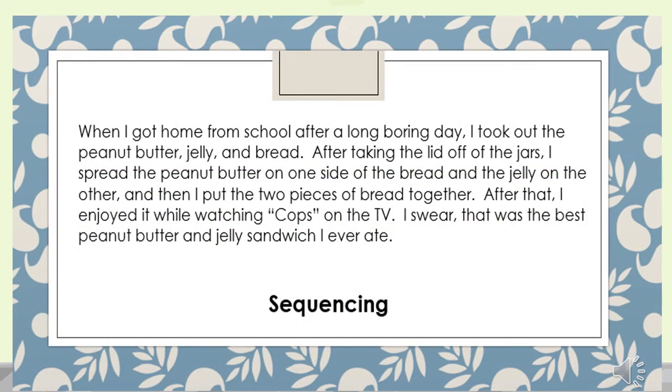Here's an example of a sequencing text structure. When I got home from school after a long, boring day, I took out the peanut butter, jelly, and bread. After taking the lid off of the jars, I spread the peanut butter on one side of the bread and the jelly on the other, and then I put the 2 pieces of bread together. After that, I enjoyed it while watching Cops on TV. I swear that was the best peanut butter and jelly sandwich I ever ate. So remember, for sequencing, it describes events in order, or it shows us how to make something. In this case, it is the peanut butter and jelly sandwich.